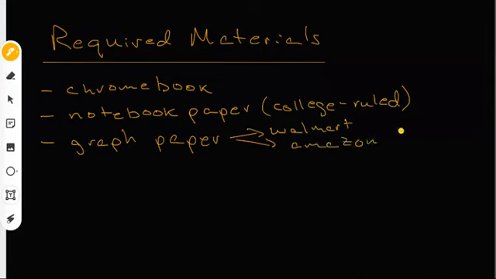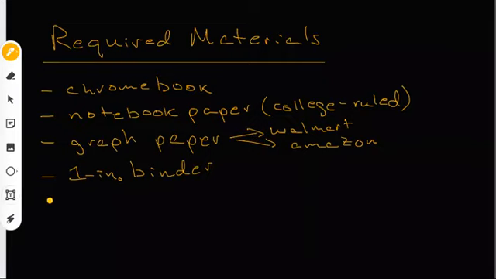Okay, so those are the two types of paper that you're going to need for the class: regular line notebook paper and graph paper. Pretty simple, right? You're also going to need a 1-inch binder to put all your stuff in. A 1-inch binder. That really helps you out when you're trying to organize everything.